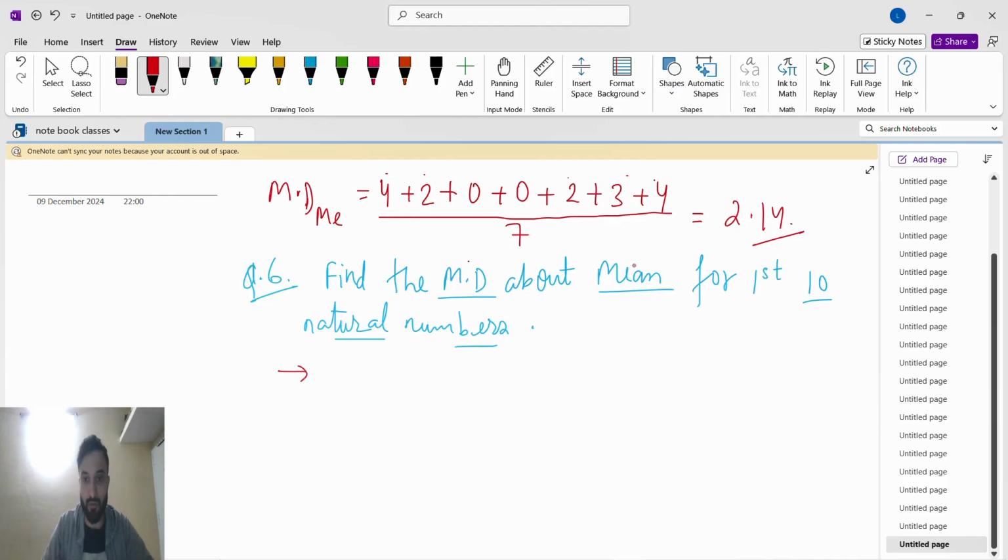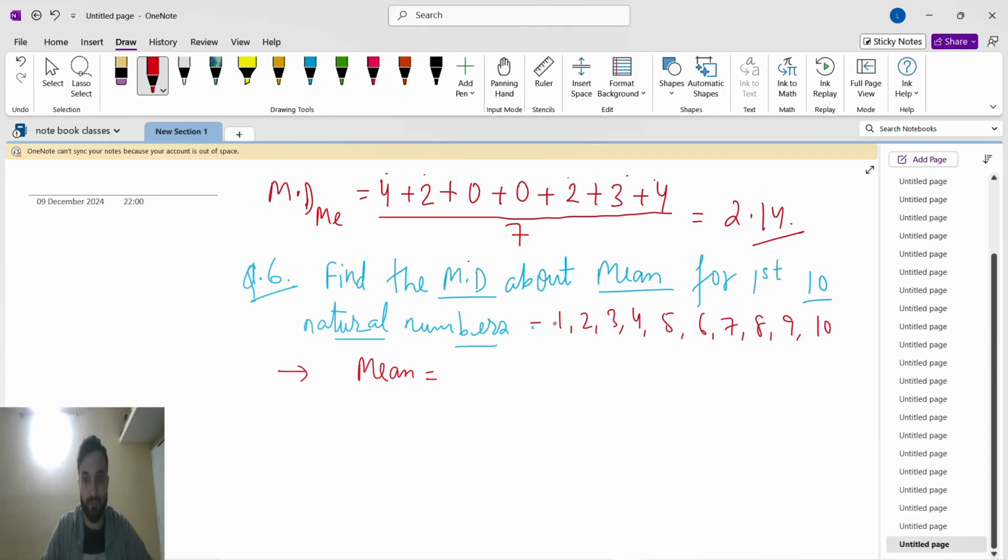So first of all, we have to find the mean. Mean means sum of all the observations divided by total number of observations. The first 10 natural numbers are what? This is 1, 2, 3, 4, 5, 6, 7, 8, 9, 10. These are the first 10 natural numbers, right?